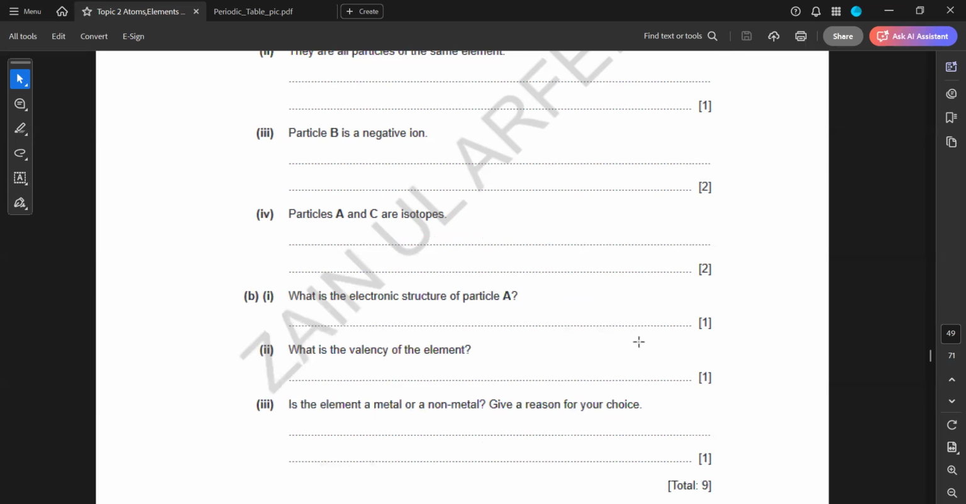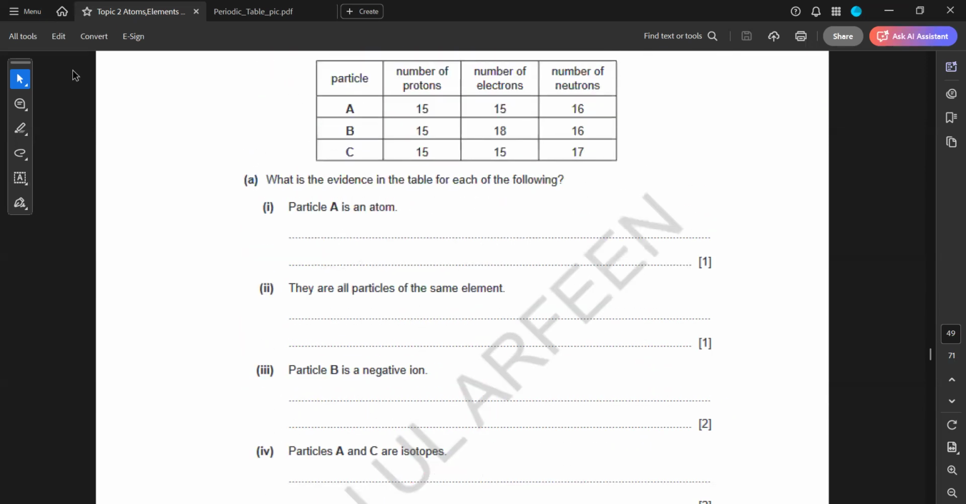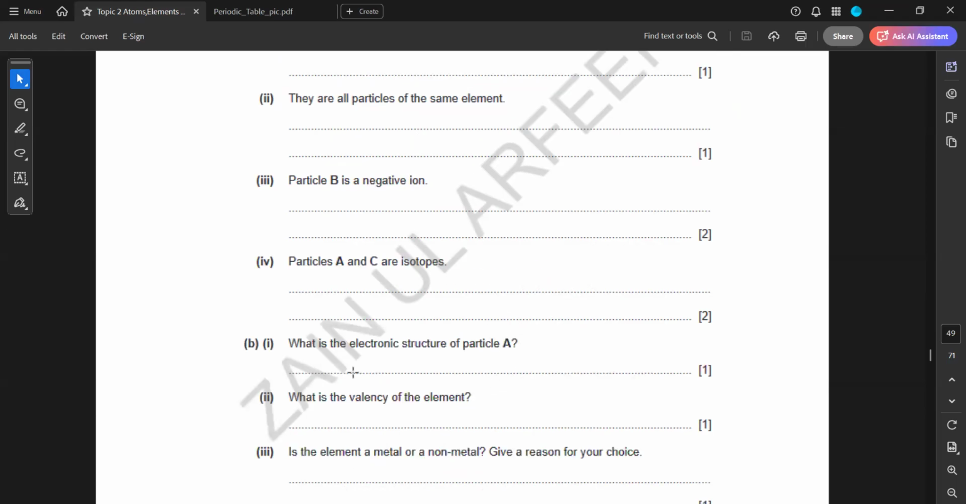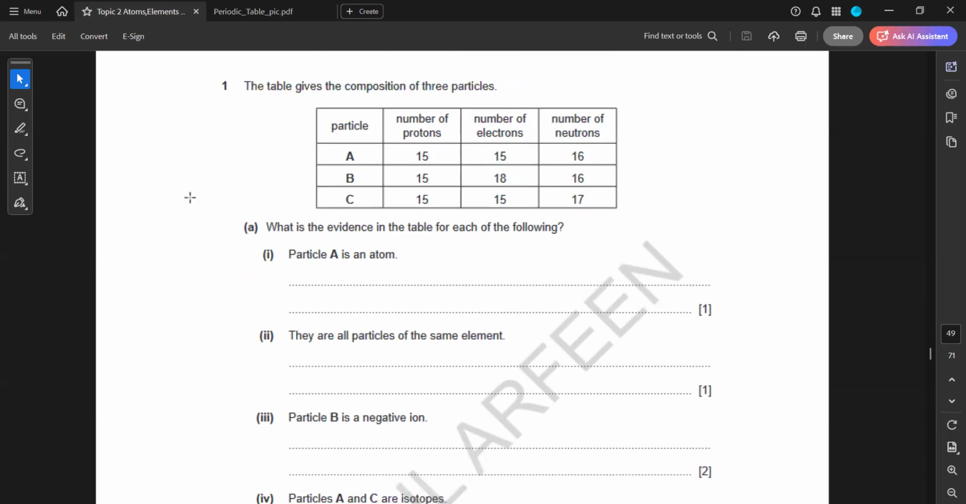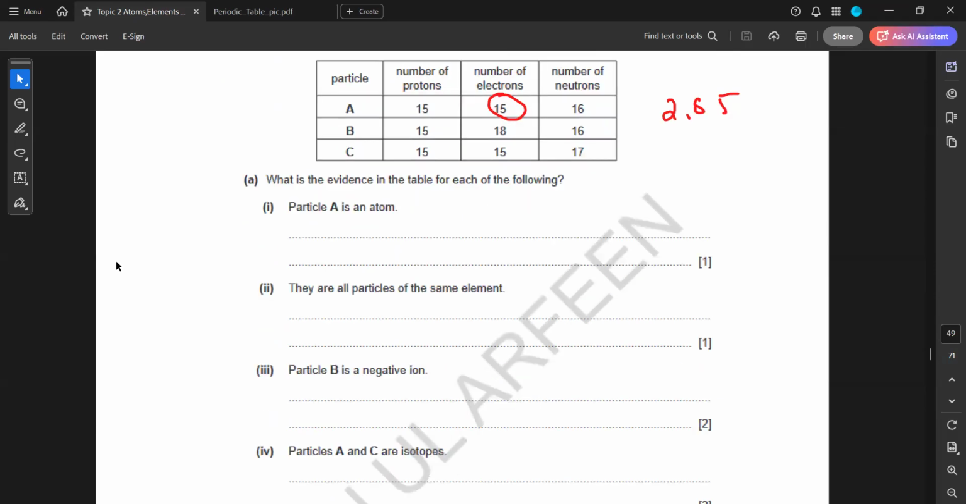What is the electronic structure of A? Like how are electrons arranged in A? You have 2, 8, 5. Good. What will be the valency of this element, 2, 8, 5? It has 5 electrons in the last shell, so the valency is minus 3. Good. It is group 5. So what is the valency of group 5? Group 5 will be -3, or 3 minus, you can say.